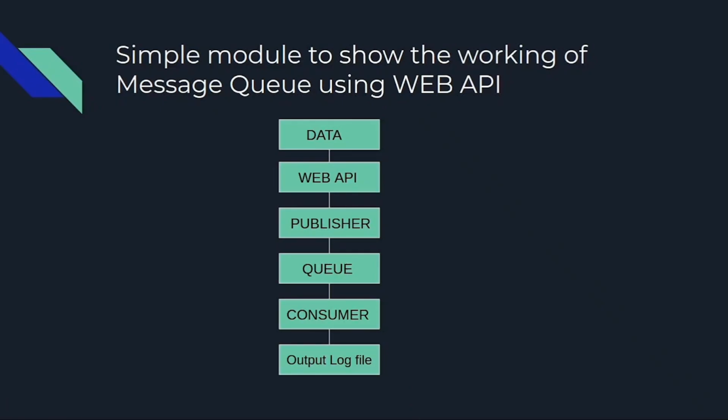Now we are going to create a simple module in order to understand the message queues. This is the workflow of the module which we are going to build. Here I am going to use a web API for better understanding of the message queues. Initially the data will be passed from the web API to the publisher. Once the publisher receives the data, based on the topic and the routing, it will be stored in the queue. Once we run the command bin/magento queue:consumers:start with a consumer name, our consumer receives the message from the queue and it will be executed and the message will be stored in the log file. So this is a simple module which we are going to build now.